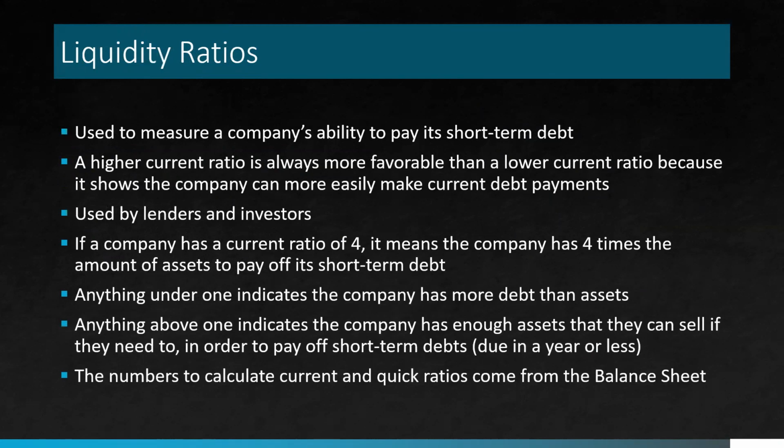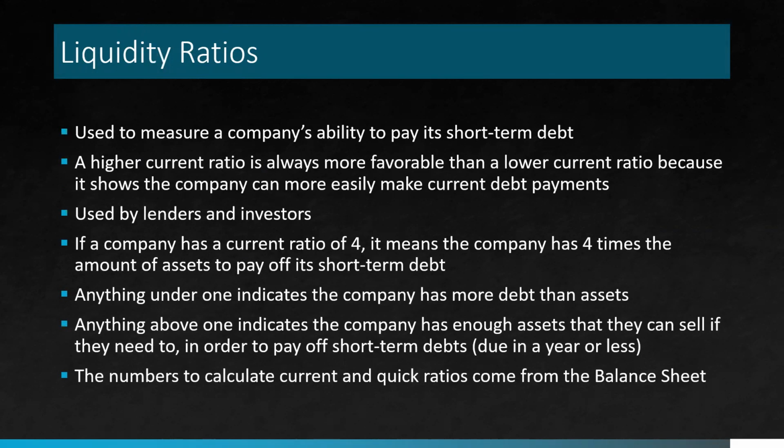debt. A higher current ratio is always more favorable because it shows that the company can more easily make current debt payments. And when we refer to current or short-term, we mean anything that can be paid back in a year or less. This is a ratio that lenders and investors use to determine if they're going to invest with the company or if a bank is going to lend a company more money.